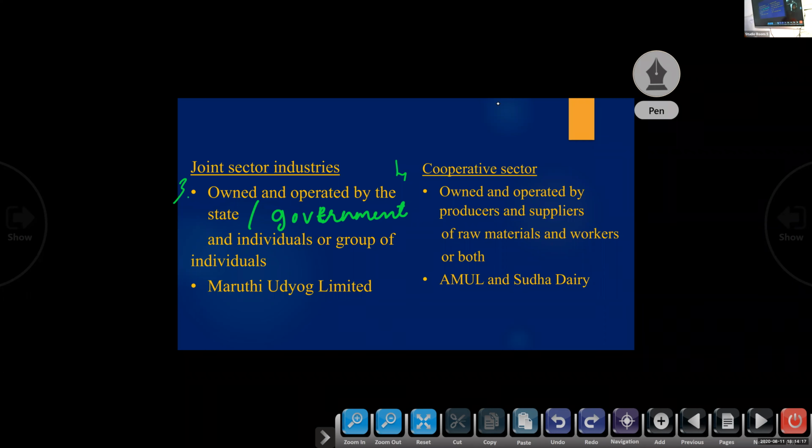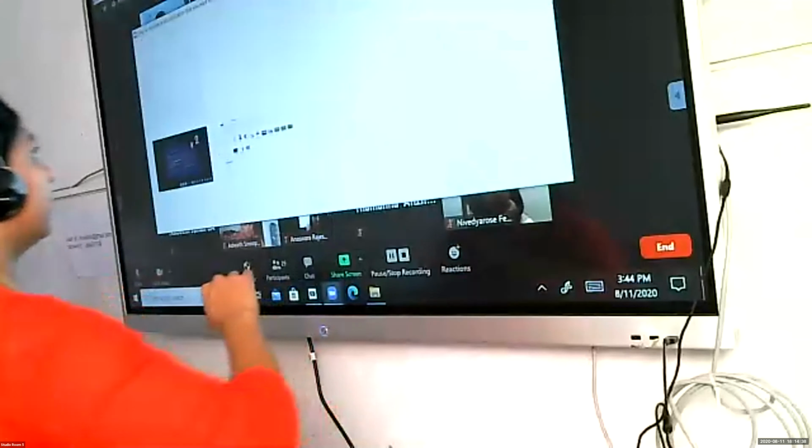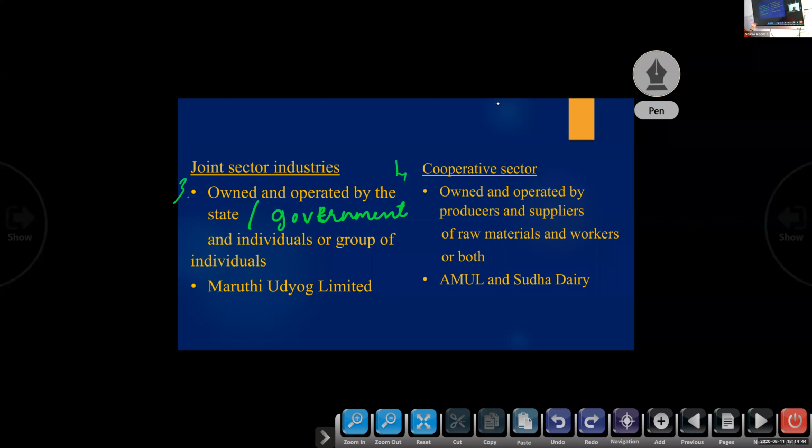Is it clear? Yes, ma'am. Listen and respond. Then joint sector industries are owned and operated by government and individuals or group of individuals, right? Example, Maruti Udyog Limited is an example of joint sector owned by individual and government.